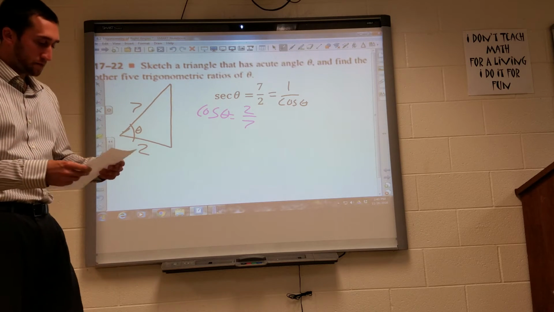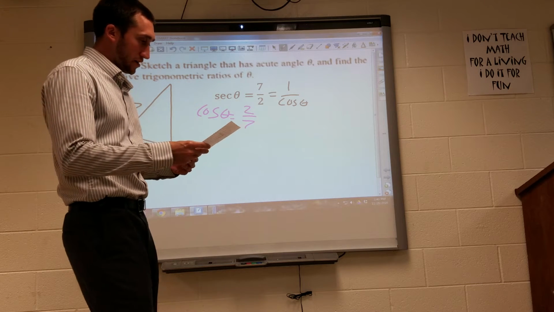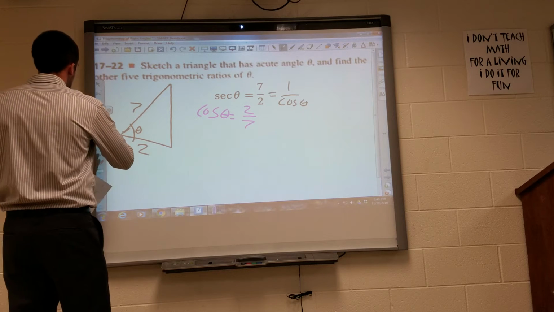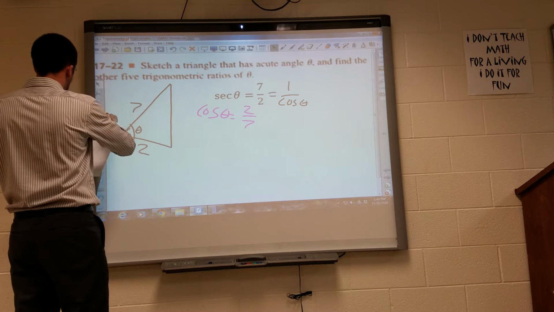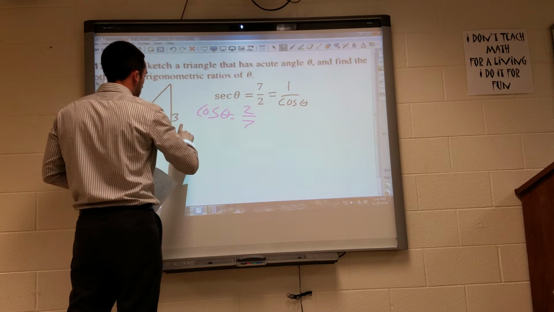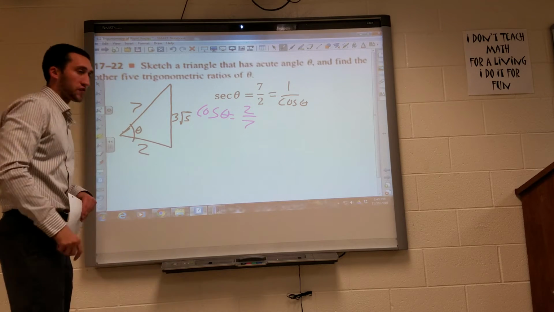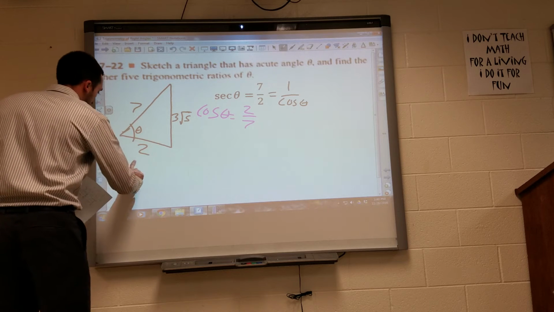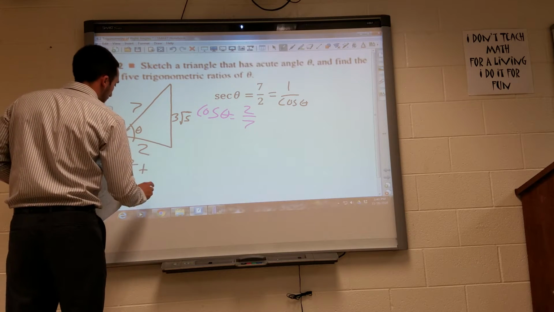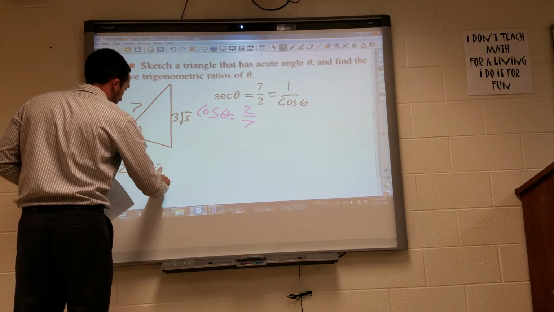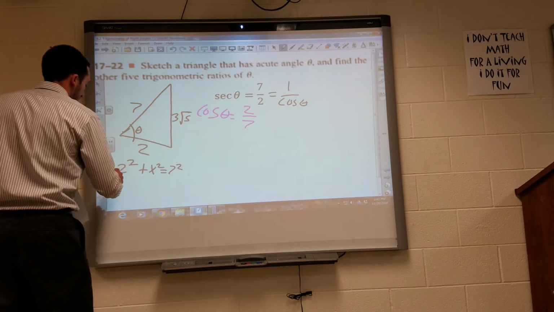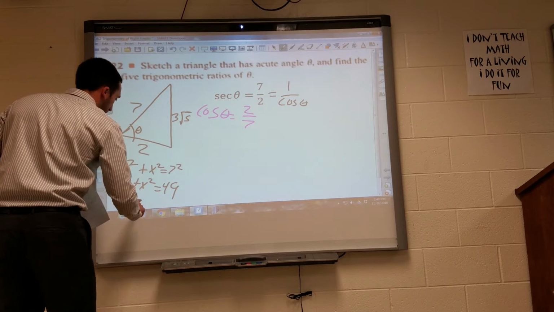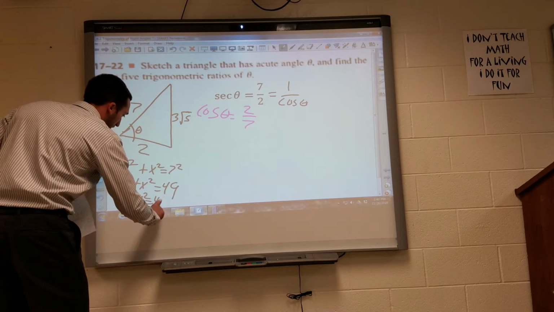My hypotenuse must be 7. If you do the Pythagorean theorem, you get a value of 3 radical 5 after you simplify it. So 2 squared, plus whatever this side might be, x squared, equals 7 squared. That gives me 4 plus x squared equals 49. So x squared equals 45.